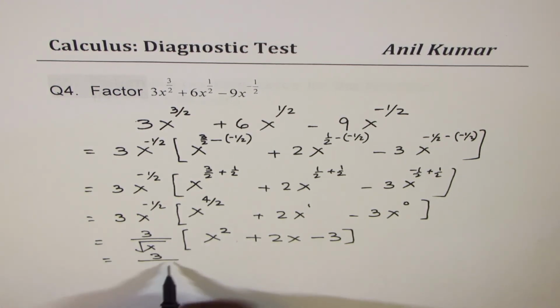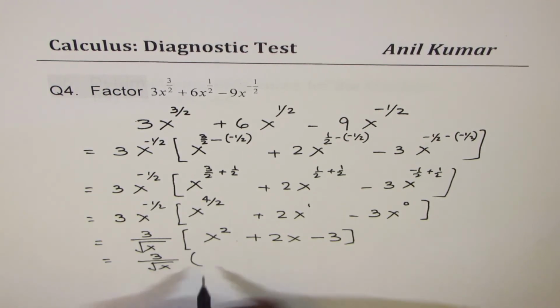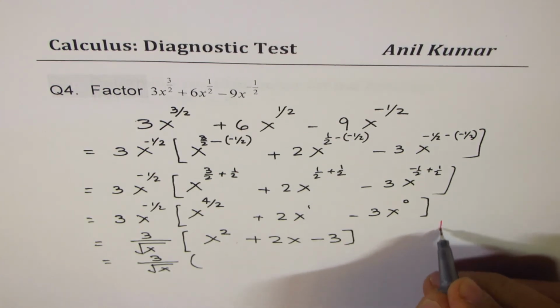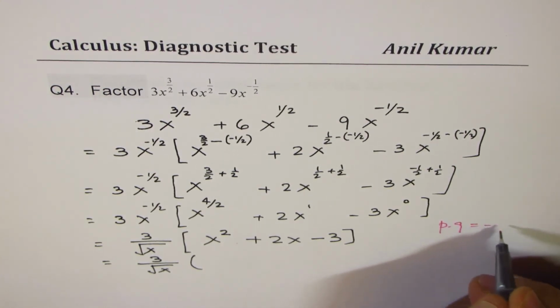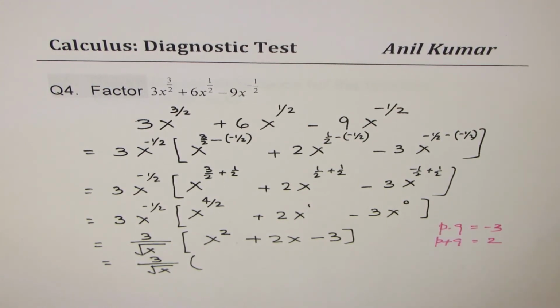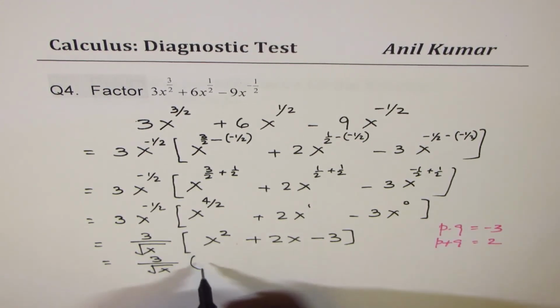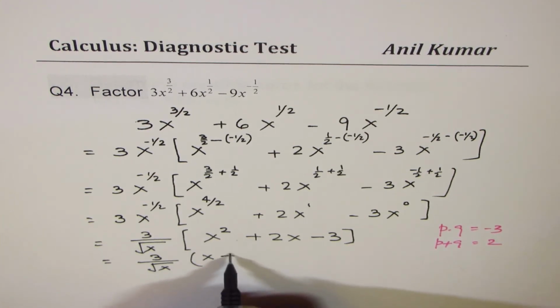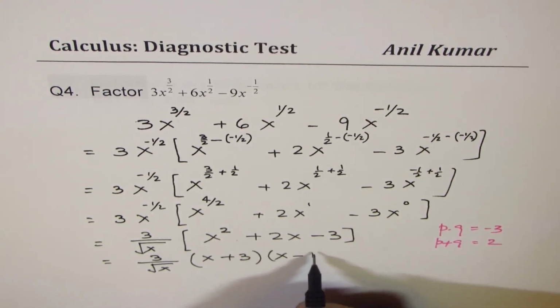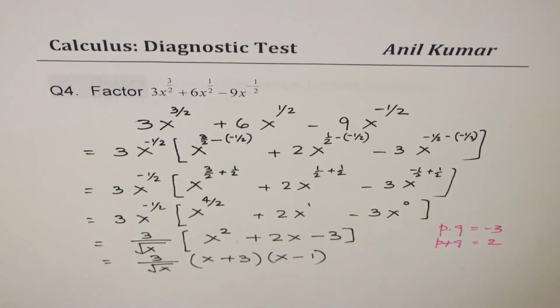You get 3 over square root x times. We are looking for a product of minus 3, correct? So we need two numbers whose product is minus 3 and whose sum is plus 2. Well, 3 and 1 will work. But 3 should be positive. We need plus 2 as their sum and minus 1. So that is how you could factor the given expression.